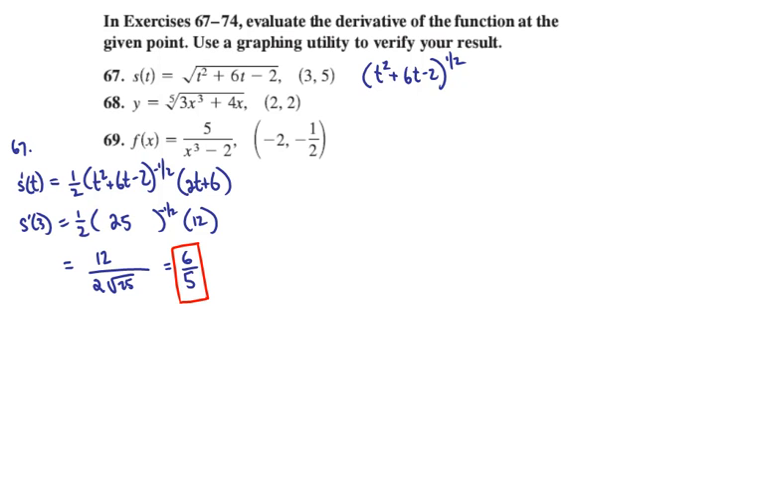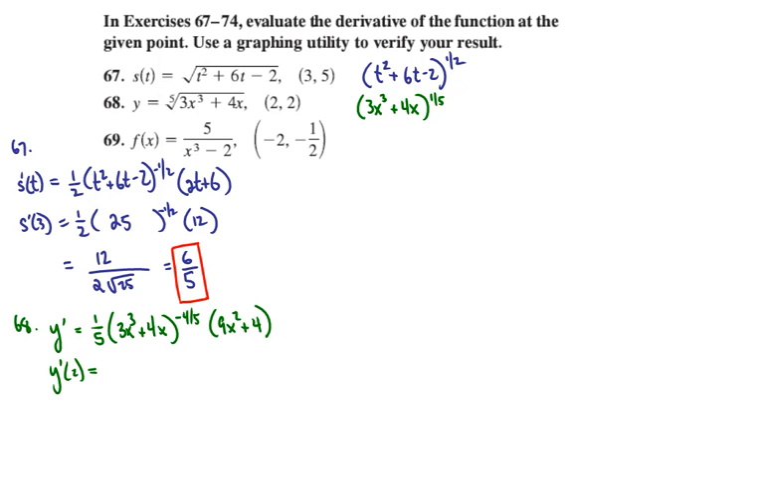or 6 over 5. For number 68, we're also going to rewrite that as 3x to the third plus 4x to the 1/5 power this time. And so for 68, y prime will equal 1/5 times 3x cubed plus 4x to the negative 4/5 power. Then we need to multiply by the derivative of the inside, which will be 9x squared plus 4. And we're ready to find this derivative when x is equal to 2.